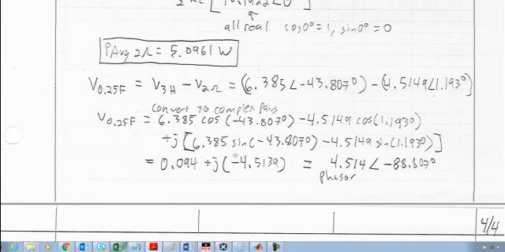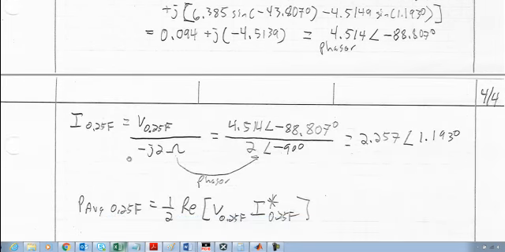And you add them up, you get a very small real portion here, and then you get this imaginary portion. And so you get the R value just by taking the square root of this quantity squared plus this quantity squared. You get 4.514. And then your angle, again, same thing, inverse tangent of negative 4.5139 divided by 0.094. That ends up giving you negative 88.807.